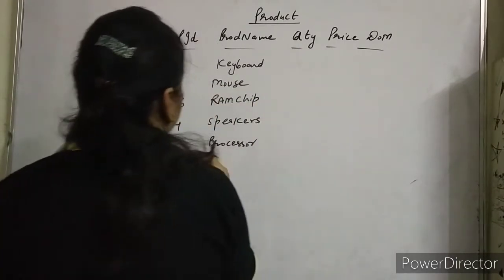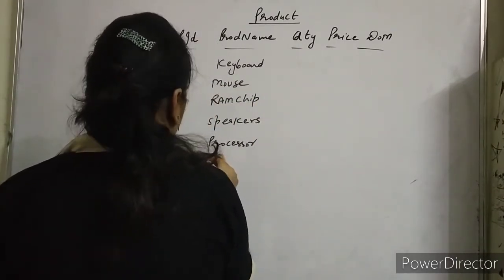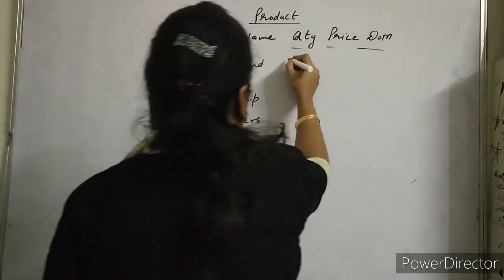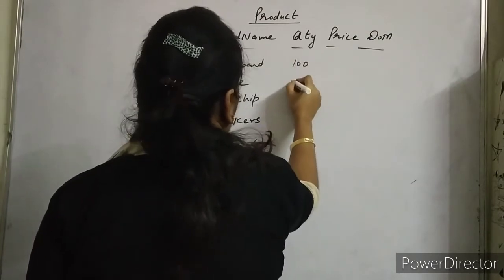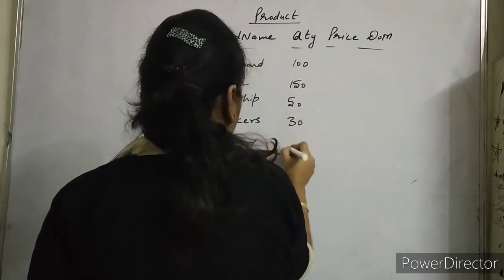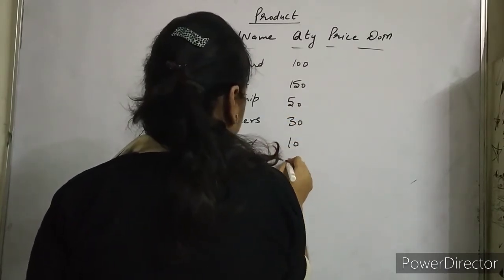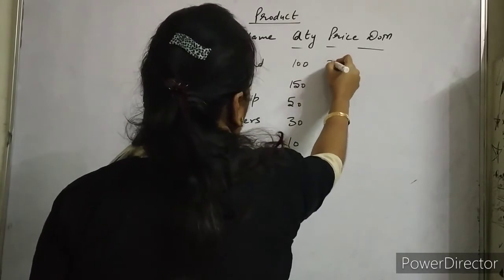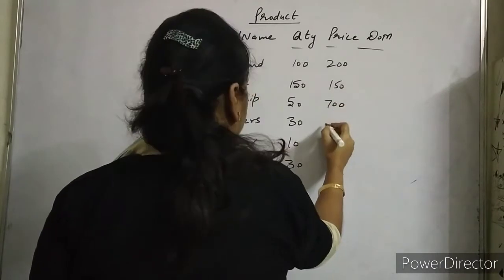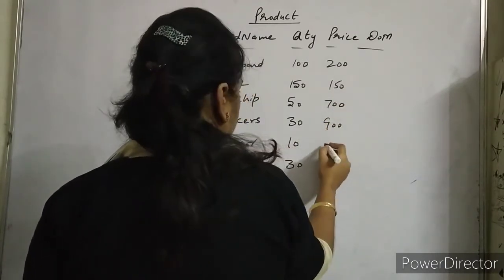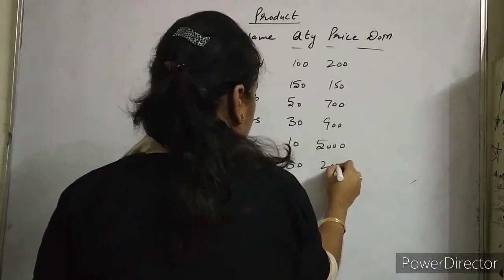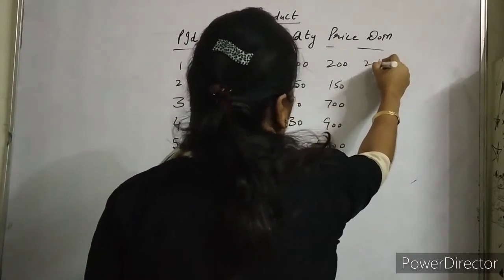Let's suppose next I am taking battery, what is it? UPS. Quantity is 100. Mouse 150. RAM chip 50. Speakers 30. Processor 10. UPS 30. Suppose price I am taking here 200 rupees. 150 rupees. RAM chip I have entered 700. Speakers 900. Processor 5000. UPS suppose 2000. Date of manufacture I am taking here.